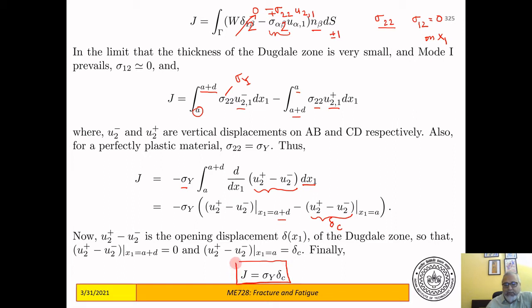So if you can measure the opening displacement of the crack, and you know the yield stress of the material, which is known from a different experiment, then you can get the J by observing the crack mouth opening displacement. This is known as the crack mouth opening displacement. So this is an important relation which gives the crack opening displacement in case of Dugdale zone. When yield is in the form of a Dugdale zone, this gives you a relation between J and the crack mouth opening displacement.